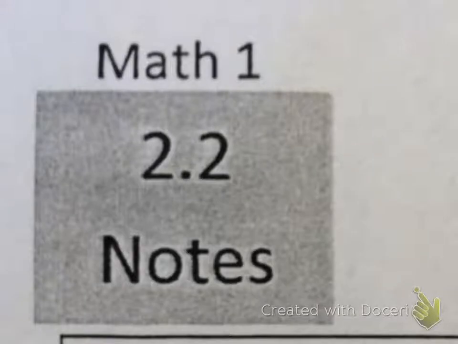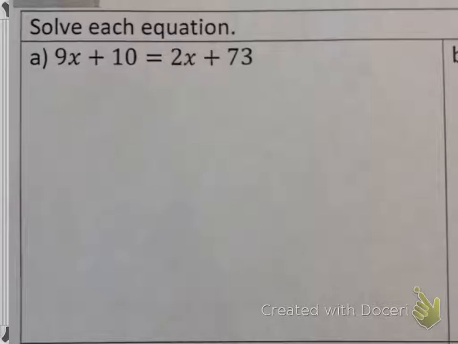This is Note-Taking Guide 2.2 for Math 1. So today what we're going to do is solve equations that have variables on both sides of the equal sign. This is a really simple thing to do because any time we solve an equation, our goal is to isolate the variable.